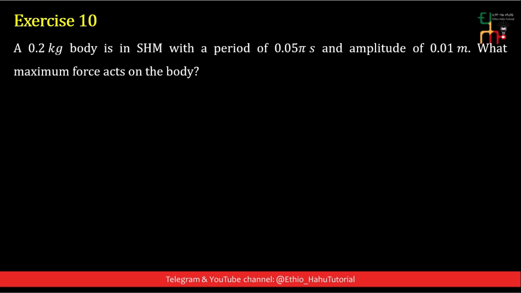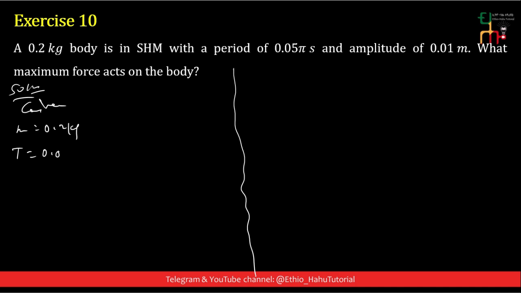A 0.2 kilogram body is in simple harmonic motion with a period of 0.05 pi second and amplitude of 0.01 meter. What maximum force acts on the body? Given that mass is equal to 0.2 kilogram, period of oscillation is 0.05 pi second and amplitude is equal to 0.01 meter. What is the maximum acceleration, a maximum?